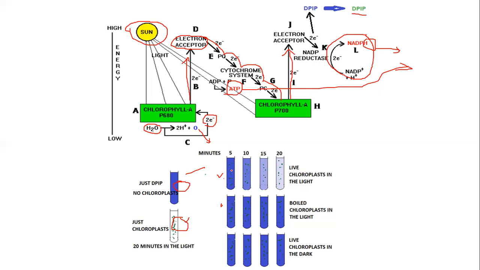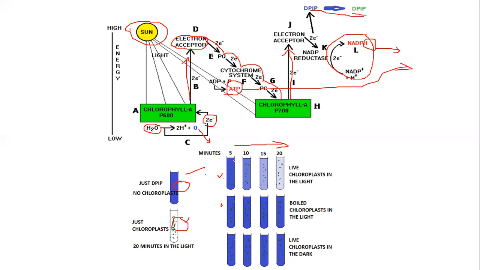In this one here, we're going to put some live chloroplasts. We get them from spinach, and we're going to add some DPIP. We're going to put this test tube in bright light, and you can see after about 20 minutes, the blue color is disappearing. Okay, that's an indication that the DPIP here is accepting the electrons from the second electron acceptor here, and light reactions are actually happening.